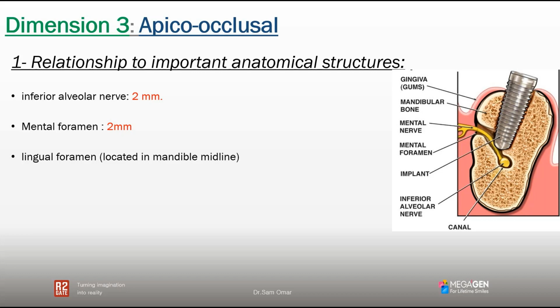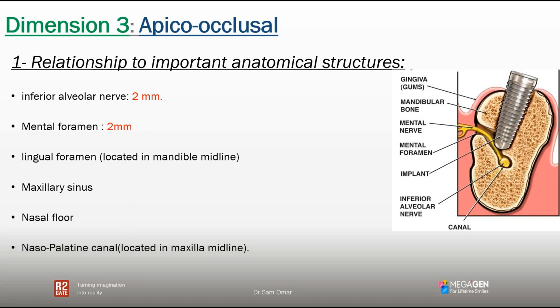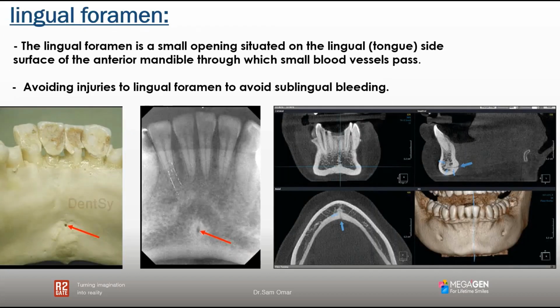In the maxilla, we also have 3 structures that we need to be aware of. In the back, we have the maxillary sinus. Most of the time, we try to avoid going into the maxillary sinus and perforating the Schneiderian membrane, and we can accomplish this by doing an internal sinus lift. We also try to avoid going into the nasal floor. And lastly is the nasopalatine canal, which is a canal found in the maxillary midline, and we'll talk about this also in more detail right now.